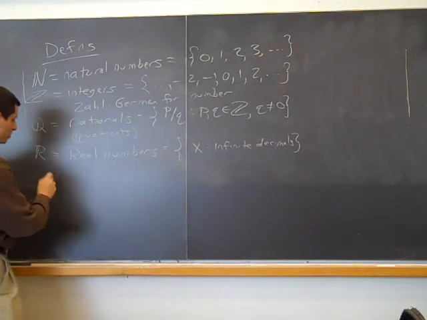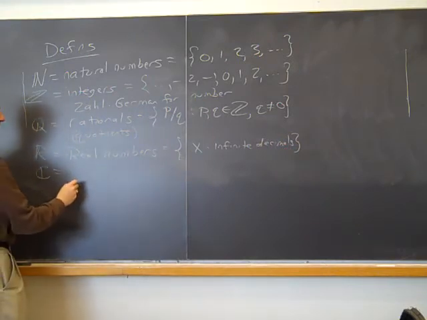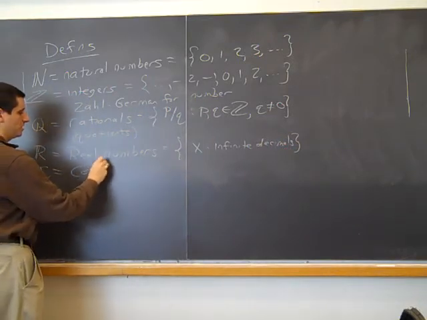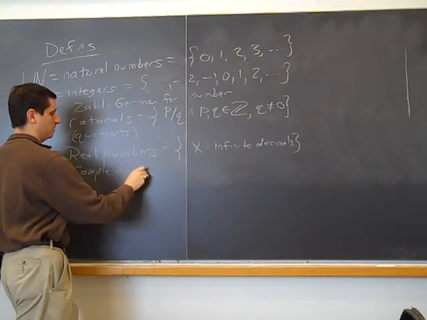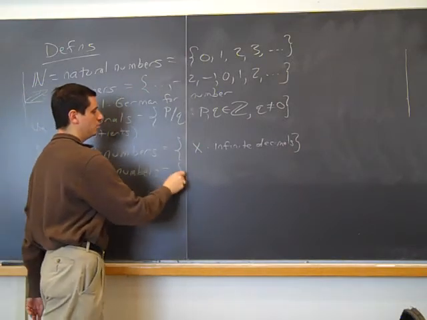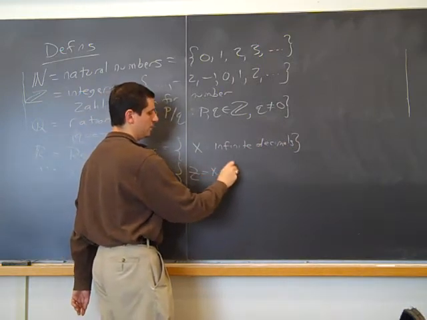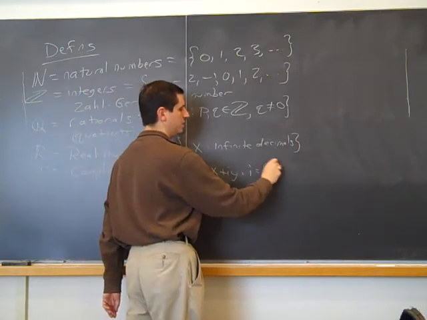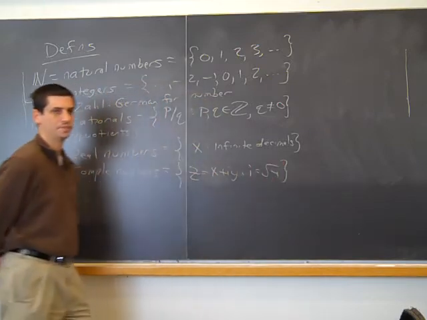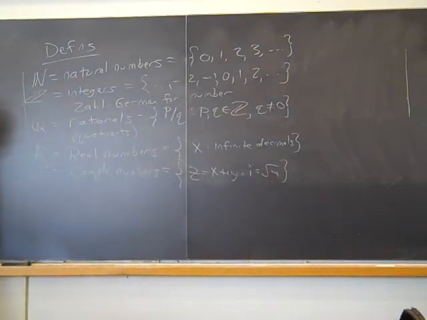We're not going to do too much with them, but you should be aware of the complex numbers. So C is the complex numbers. And these are all things of the form z equals x plus iy. i is the square root of -1. Okay.